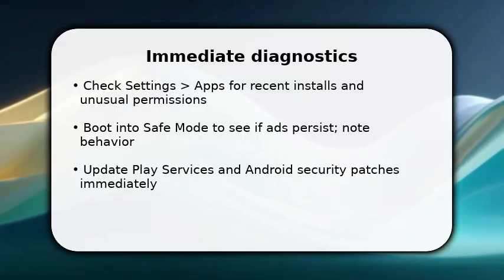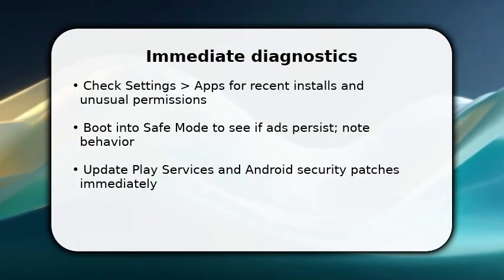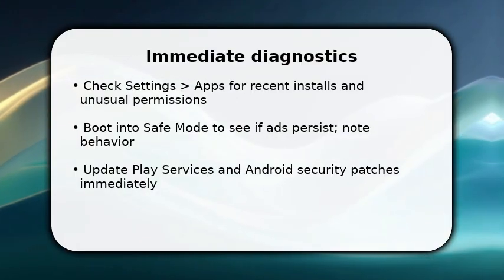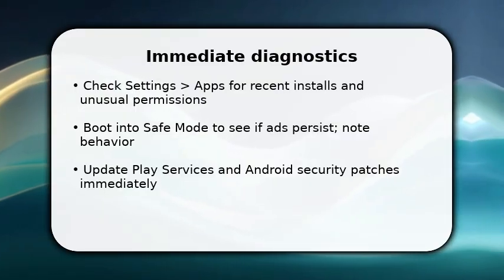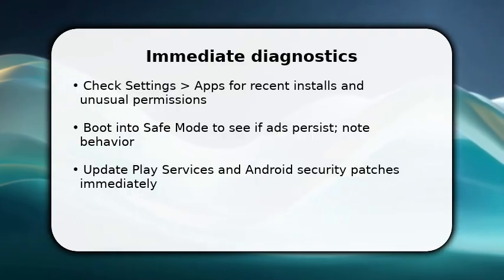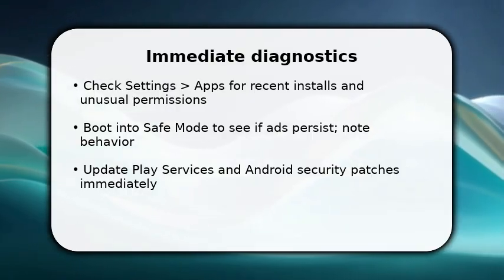You start by isolating the problem. Put the phone into safe mode to suspend third-party apps, because that tells you whether an app is causing the ads. While in normal mode, go to Settings and sort apps by install date and permission changes. Uninstall any unfamiliar or recently added apps.